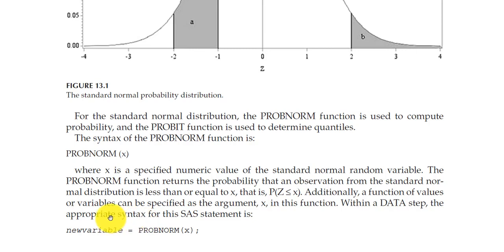The syntax for getting normal probabilities is the probnorm function, and you specify x, where x is the value of the variable. So as we see in the bottom part of this figure for the standard normal, typically we're looking at values between -4 and +4. Now for other distributions, of course, the range of values is broader, but we'll get to those shortly. So here I have new variable equals probnorm(x) that goes into our data step. Again, follow the SAS naming conventions from chapter 2.